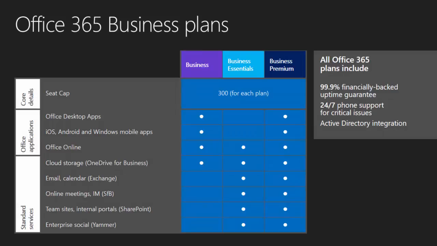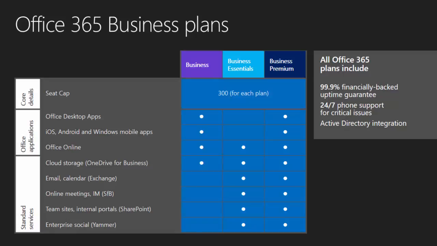So as we take a look at the business plans, probably the main one to focus on here is the Business Premium plan. And what you can see here is that it ticks all the boxes, or should I say it dots all the boxes. This one gives us the Office desktop applications for installing onto PCs or Macs. We get iOS, Android, and Windows mobile apps so that we can deploy those onto a variety of different mobile devices. We get Office Online. We get OneDrive for Business with the large amount of storage that it provides. But we also then get the Exchange capabilities. We get Skype for Business capabilities. We get SharePoint Online. We get Yammer. So we really start getting a lot of additional functionality to allow organizations to communicate with each other.